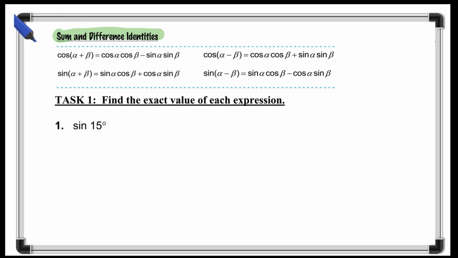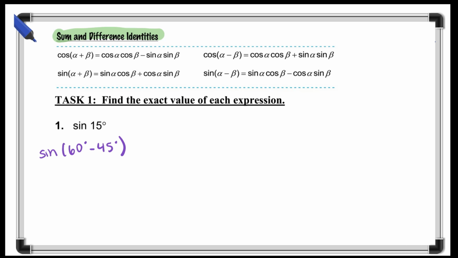So here, our first task is to find the exact value of the expression. Now, thinking about how you can get 15 degrees from your unit circle, you could say this would be the same thing as saying, I want the sine of 60 degrees minus 45 degrees, that would get me 15. You also have other options, right? You could do 45 degrees minus 30 to get 15. So you do have a couple of options, but you'll get the same answer at the end.